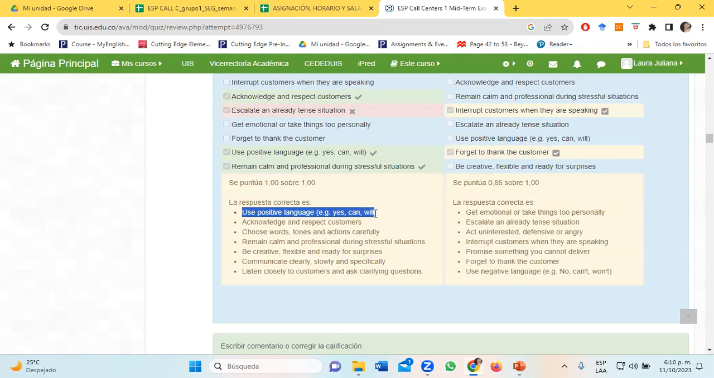Yes, I can. Yes, I will. Acknowledge and respect the customer. So I understand how you feel. Let me work on that. Choose words and tones and actions carefully, right?